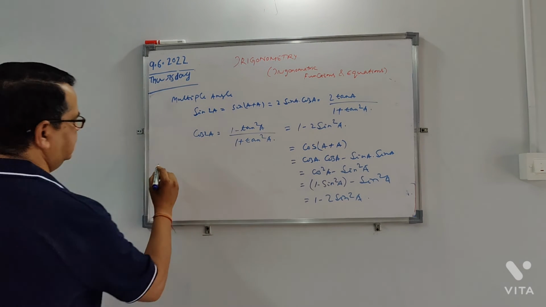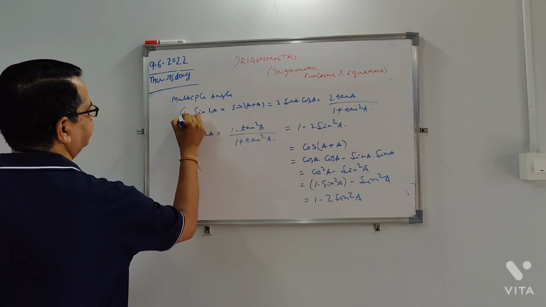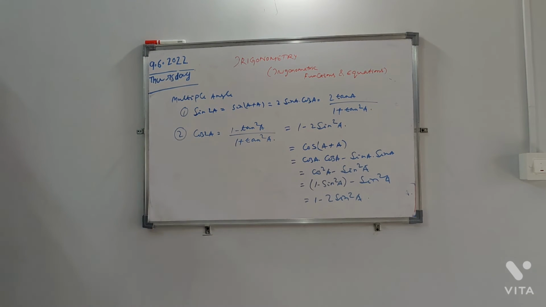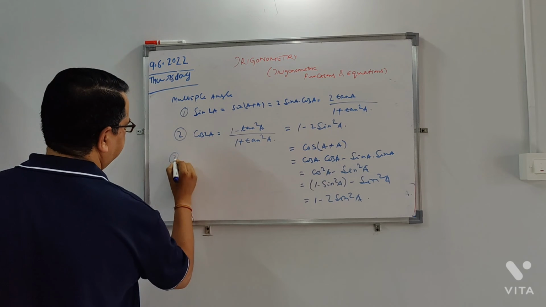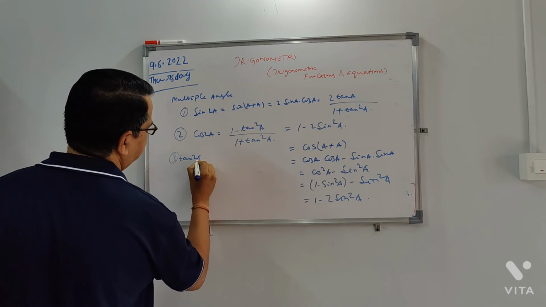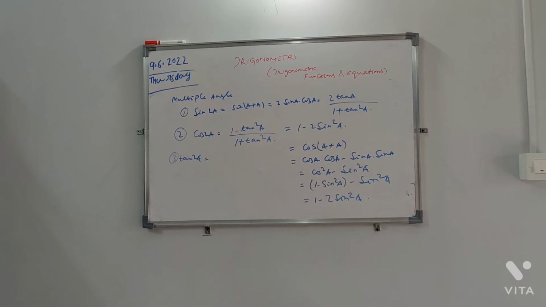You can put sin square a as 1 minus cos square a, and it will become 2 cos square a minus 1. So this is about 2a, then tan 2a. If you know these three things, you can do the other three. This is just the reverse.